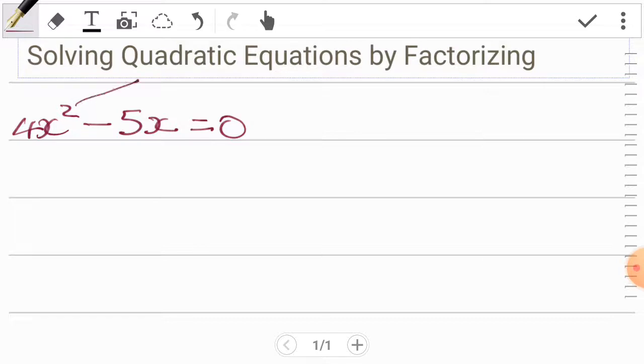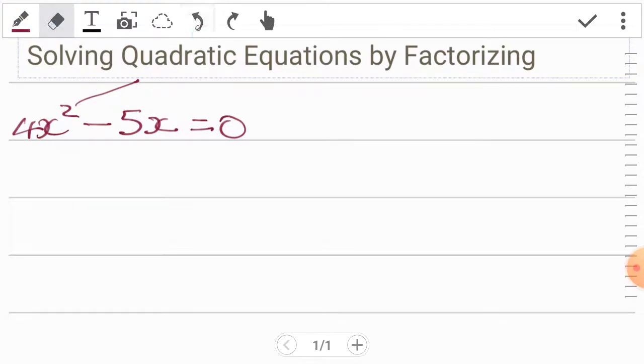Here is the indication that we're dealing with a quadratic equation. The highest power of the variable is 2, x squared. This tells us that it's a quadratic equation. So this means we're going to have to use the quadratic formula or the factorization method, as we plan to do here, to solve this.